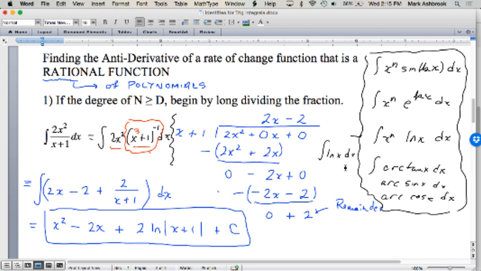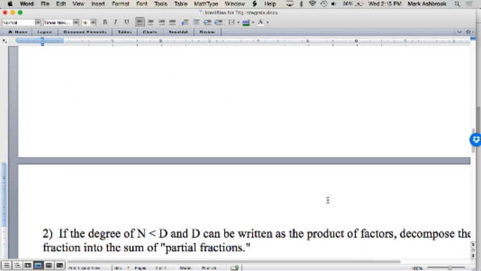Other questions? Okay, so now what if the degree of the numerator is not greater than or equal to the denominator? So let's look at the next one here.